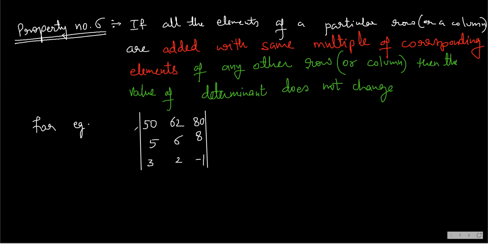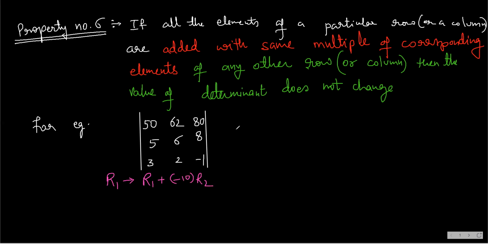Now see, students, look at the elements of R1. They are big numbers. They are huge numbers. So listen what I will do. I will use this property, and with the help of this property, I will reduce the elements of R1. See, I'm writing R1 changes to R1 plus minus 10 times R2.